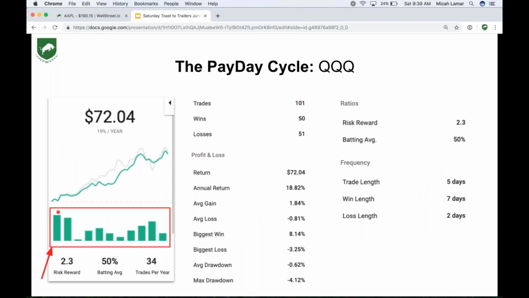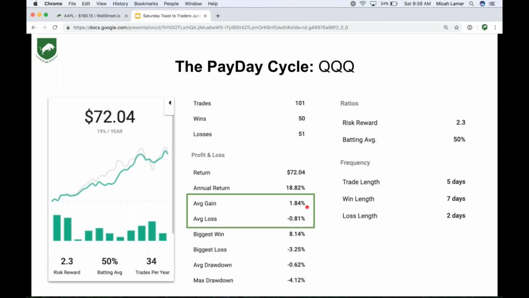Again, every year for the last 10 years, the Qs with the very basic payday cycle, buying the first green, selling the first red, you can't get any simpler than that, it's been profitable every single year. Average gain, again, similar to Apple, right? A little under 2%, average loss under 1%. So you're keeping your losses small. Average win length, surprise, 7 days.